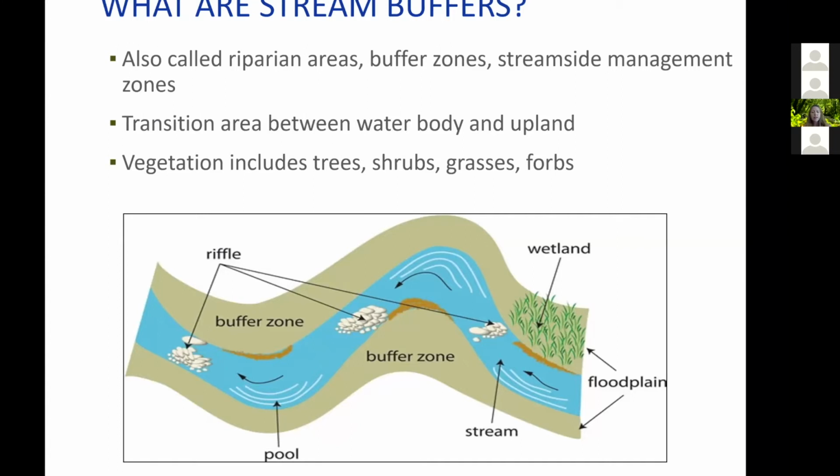And what that zone looks like is in the graphic here on the slide. That buffer zone would be that kind of brownish color, and obviously the blue is our moving stream. It might include the wetland, but you can see that it includes the floodplain. In that stream buffer, the vegetation that we're looking for is trees, shrubs, grasses, and forbs. And a nice combination is always best.